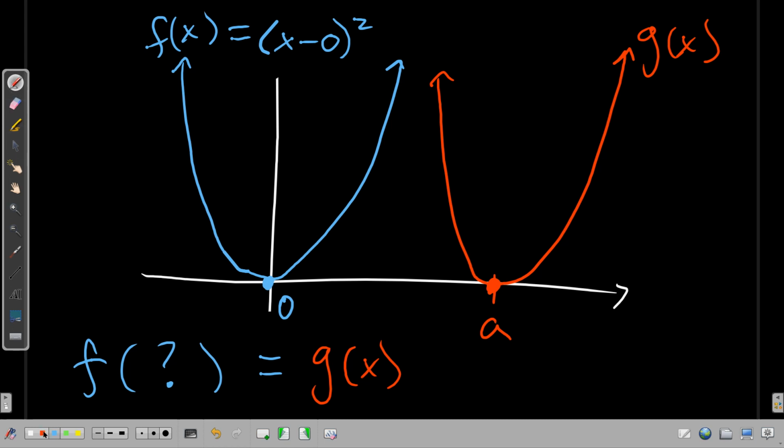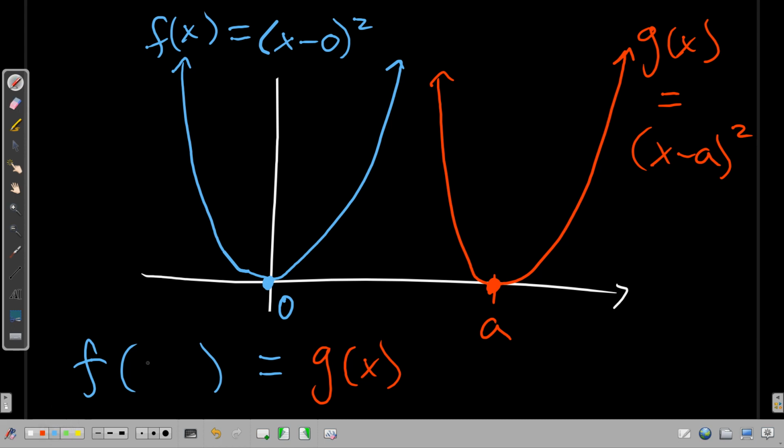And I can see that the root for g of x is a. So this would be x minus a quantity squared. Because if I took the value a and put it right there, it would say a minus a, which is 0. And that would satisfy the property that it had its vertex at the point a comma 0.